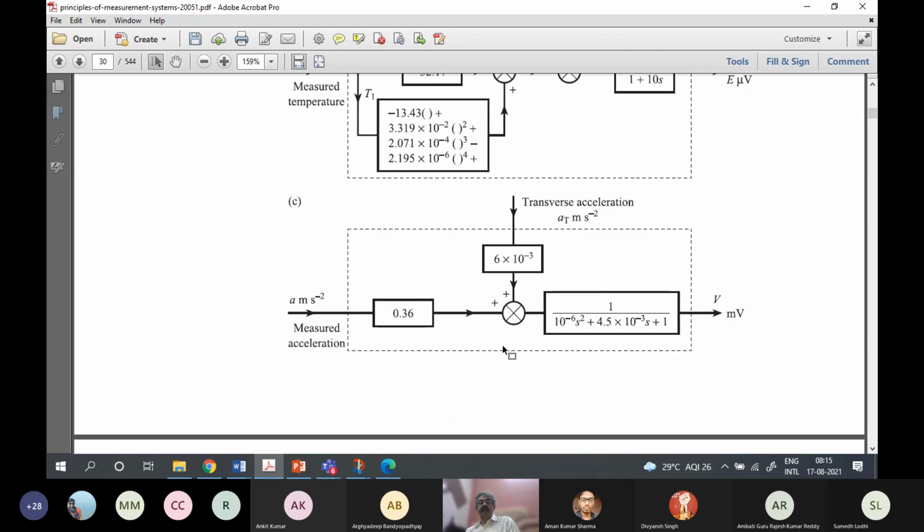So all accelerometers, for example, in all rockets and aircrafts, you have an inertial navigation system which tells the pilot how fast it is accelerating, and it also tells whether the aircraft is turning or not. So if you use a what is that called?